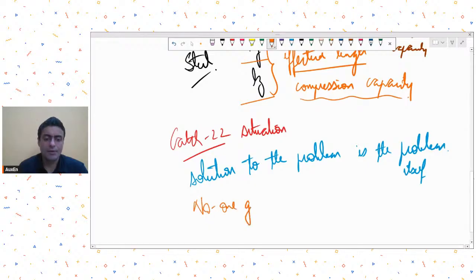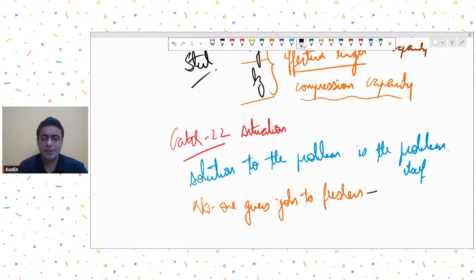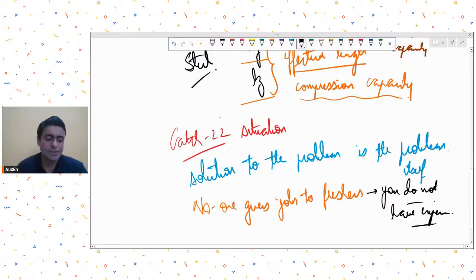No one gives jobs to freshers because they are saying that you do not have experience. But then if you don't get experience, you will remain a fresher, isn't it? So someone has to give you a job, only then you will get experience. So this is a classic catch 22 situation.